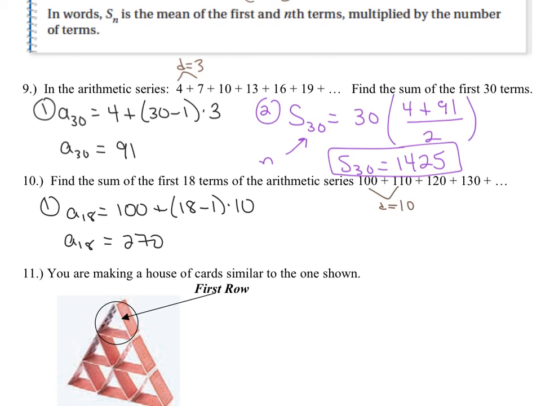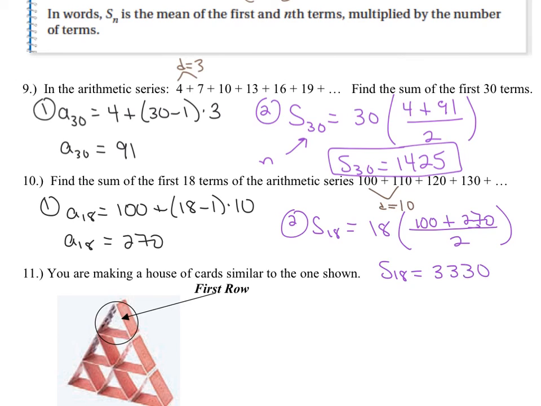So then step number 2 is to plug that information into this formula that's at the top of this page. We're summing up the first 18 numbers. So n is 18, and then a sub 1 is 100, plus a sub 18 is 270. We just found that, divided by 2. So the sum of the first 18 numbers in this series would be 3,330 for a final answer.